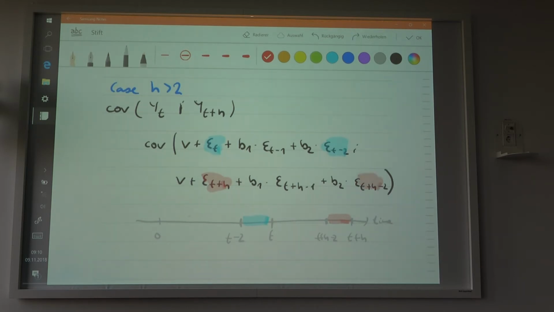So that's going to be the result. If h is greater than 2, then the autocovariance is going to be 0.